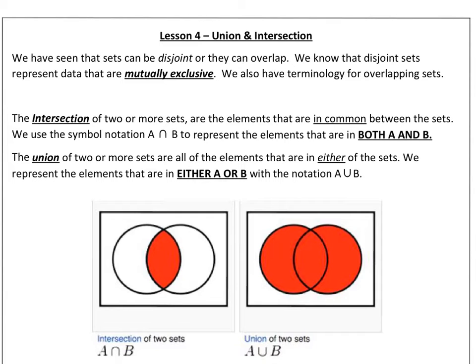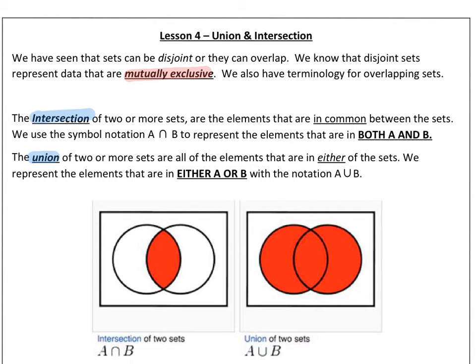So just as a quick reminder, we have seen that sets can be disjoint or they can overlap, right? We know that we can have completely separate circles or we can have circles that overlap. We know that disjoint sets represent data that are considered to be mutually exclusive. So mutually exclusive are data sets that have nothing in common, but we also have terminology for overlapping sets, okay? So when I have sets that overlap, you can have a union or you can have an intersection, okay?